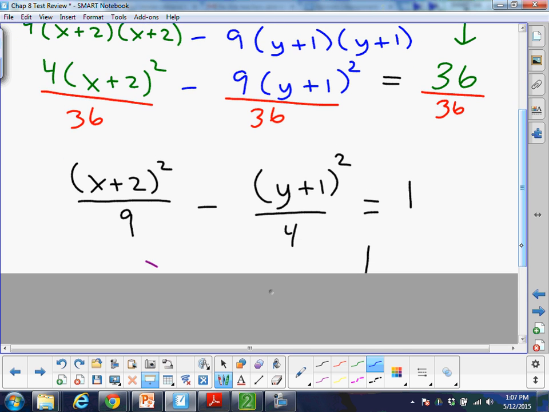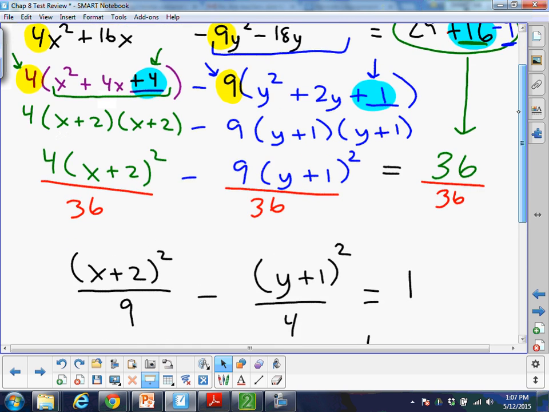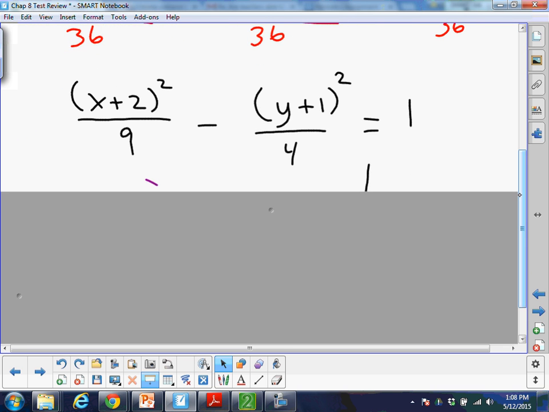All right, and let's look at the graph of that. It's going to be an ellipse, or I'm sorry, a hyperbola, right? This is the one with the subtraction. So you can notice from the very beginning, there was a minus. The 4x squared was positive, but the minus 9y squared. So whenever they're different signs, you're going to get your hyperbola.